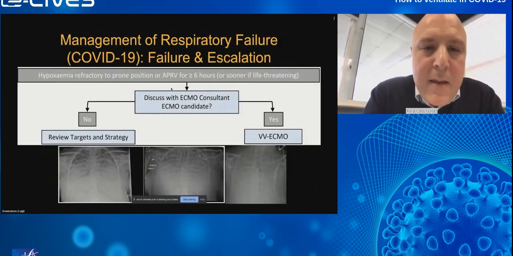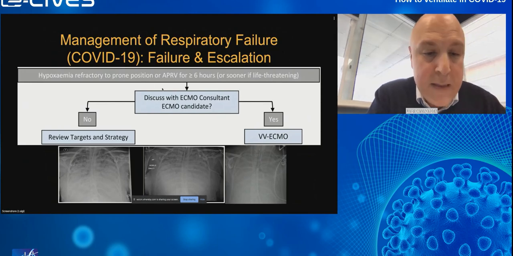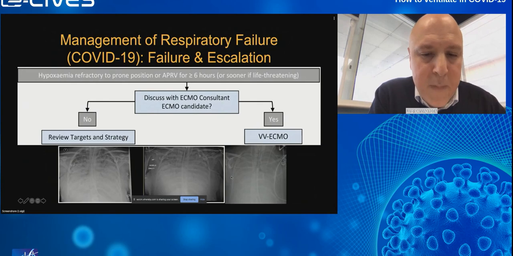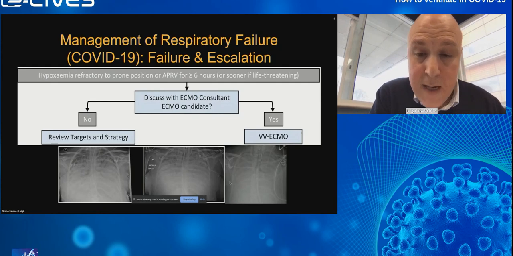Clearly, there is the phase where after trying prone position or a pulmonary vasodilator for at least 6 hours, or clearly sooner if life-threatening, we need to make a decision if everything fails. And clearly, some patients, you can see some chest x-ray below, where there might be a rapid fulminant progression of the disease to a hyperinflammatory state that might need extracorporeal support, and oxygenation cannot be maintained just with conventional treatment.